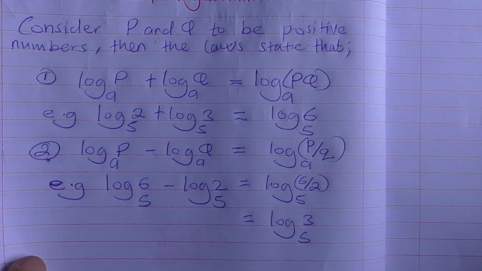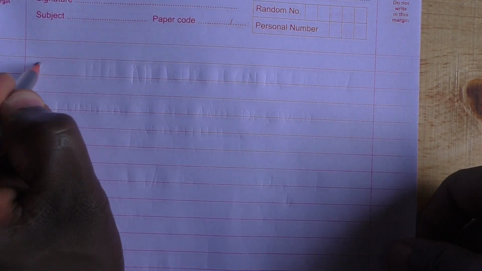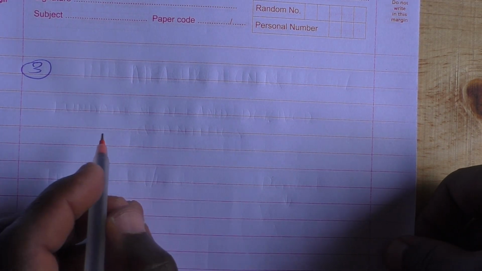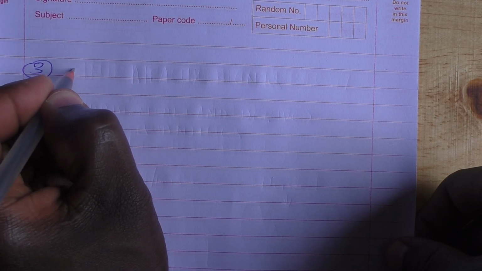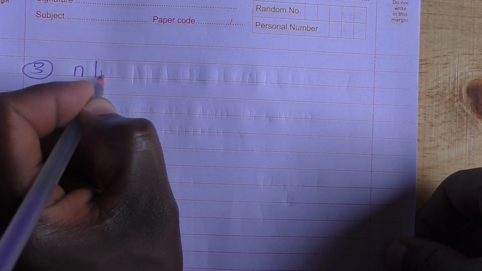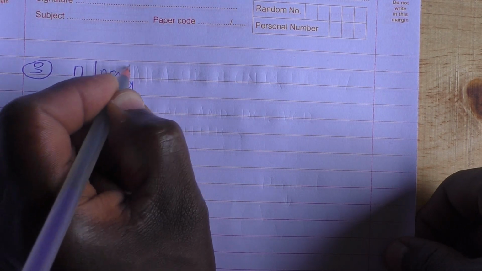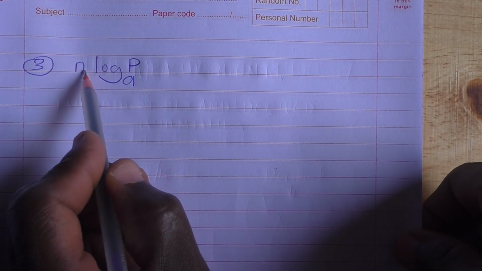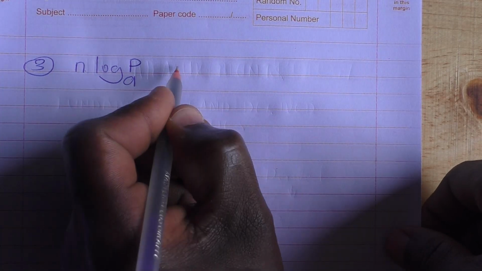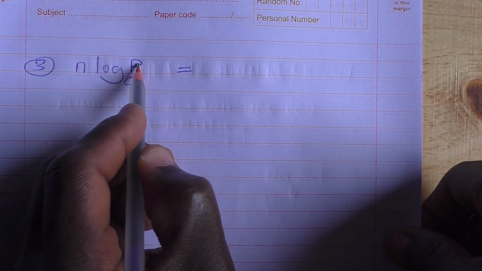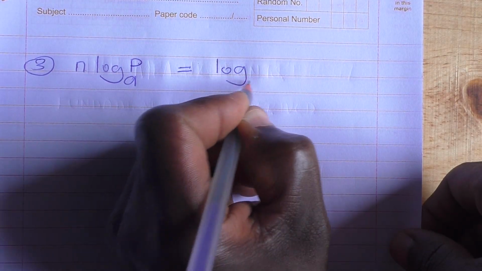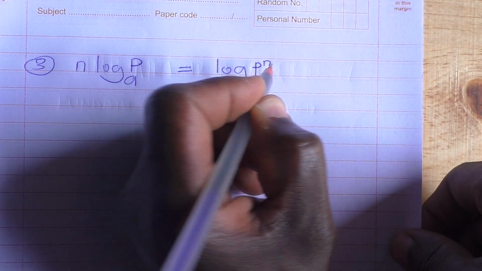Then let us go to our third law. The third law states that if I'm given n log a power p, then this coefficient n will come and power p, so that we get log a p power n.